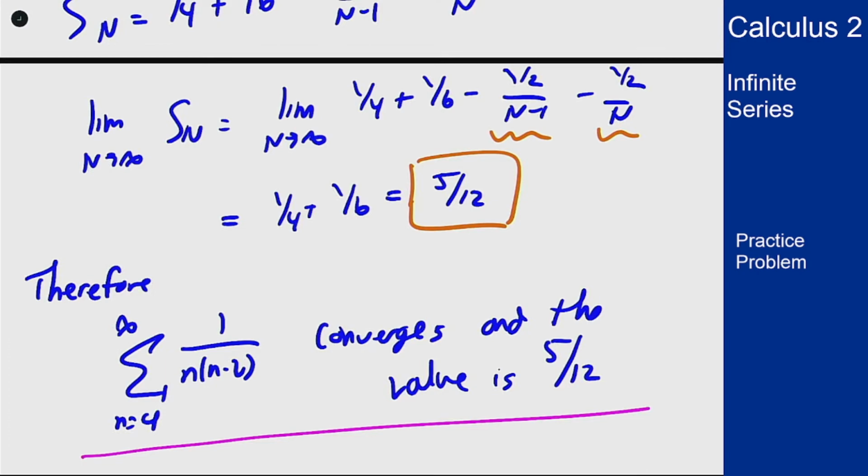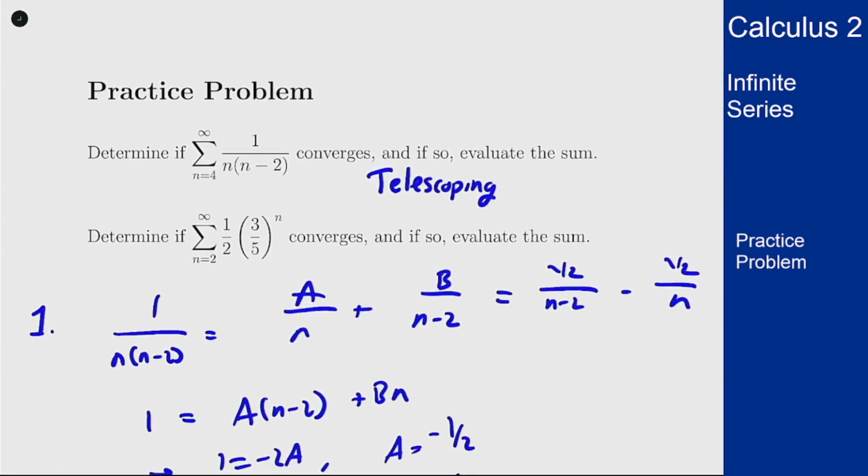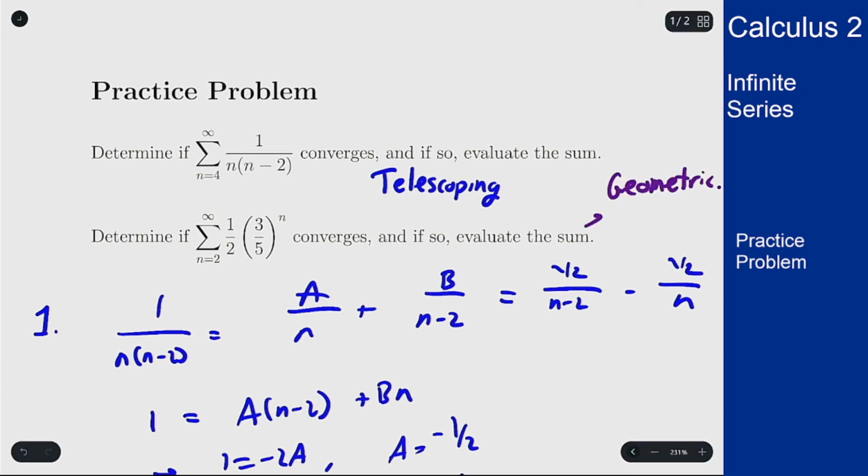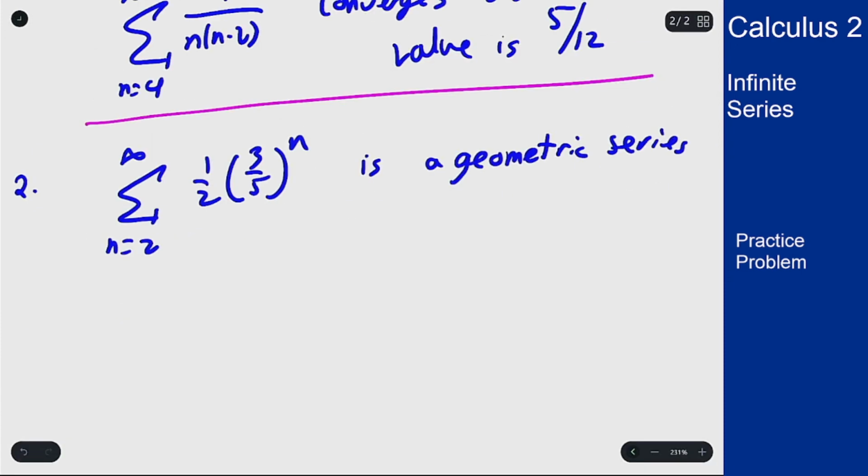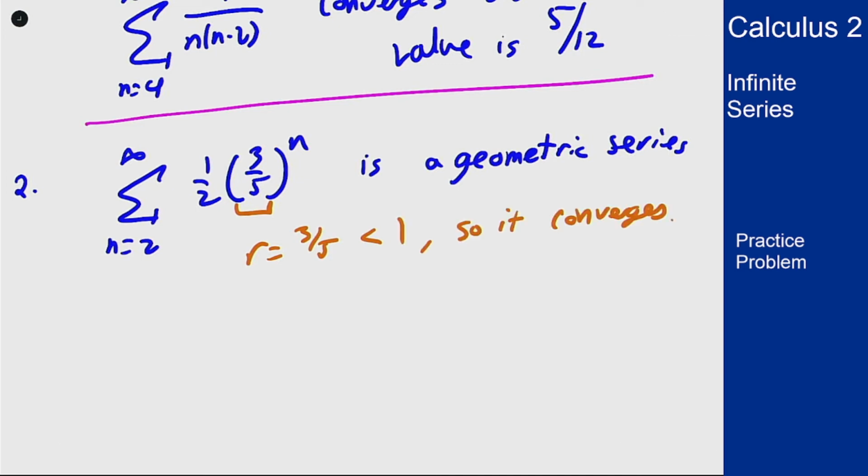Now example 2 asks about the sum from 2 to infinity of 1/2 times 3/5 to the n, and that's a geometric series. Write that one down below. And the ratio here, the part raised to the nth power, is 3/5, which is less than 1 in absolute value. We know this will converge. The question is then, what does it converge to?